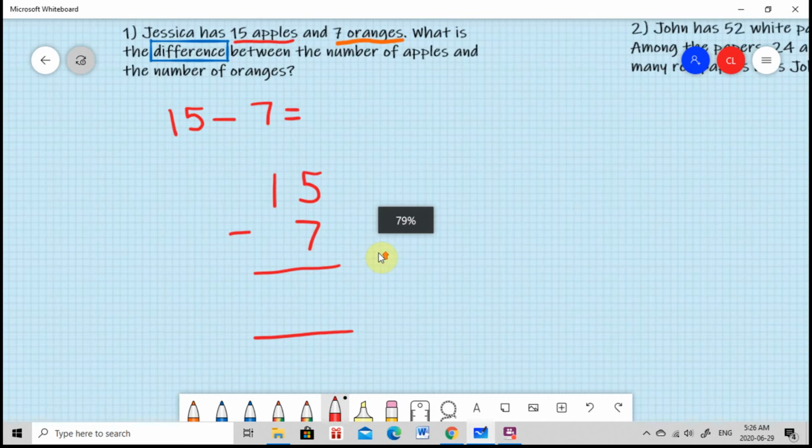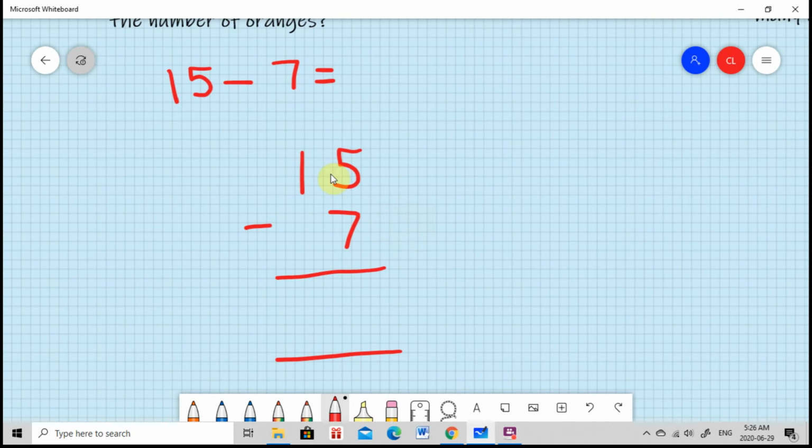right? So now 5 cannot minus 7, right? It's not enough. You cannot subtract 7 from 5. So what you do is you borrow from the 1. So you borrow from the 1, now it becomes 0. This 5 now becomes 15, right? So what is 15 minus 7, right?